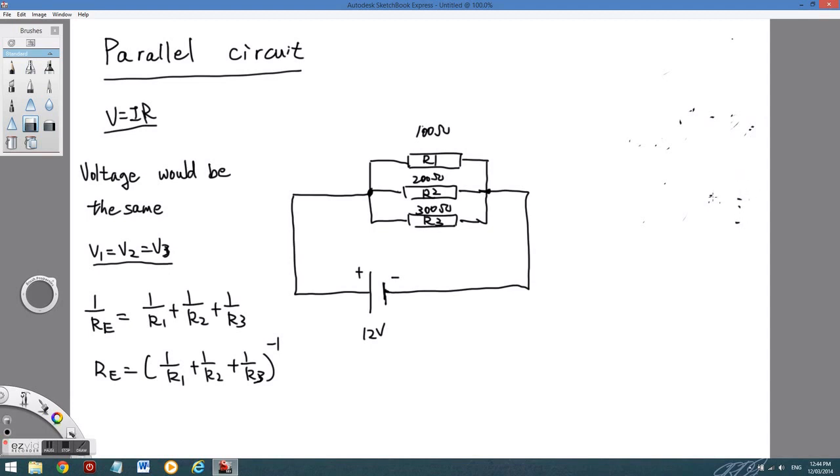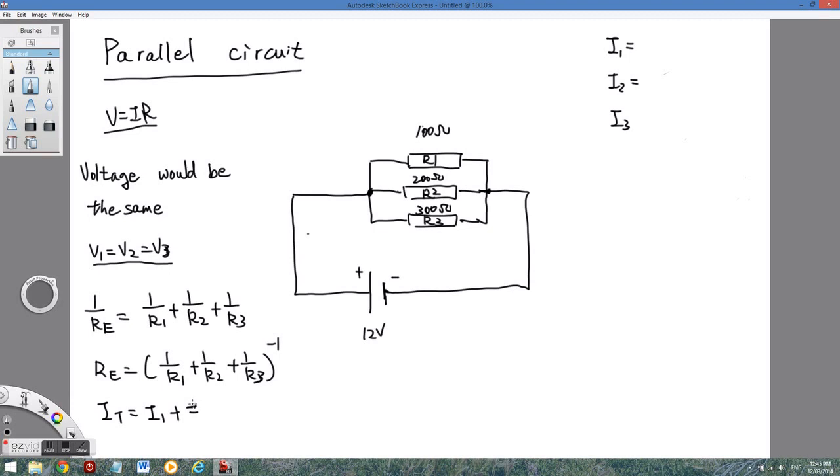Now let me ask you a question. Suppose we need to find the current across resistor 1, the current across resistor 2, and the current across resistor 3: I1, I2, and I3. As we can say, the total current will be the sum of all these three.